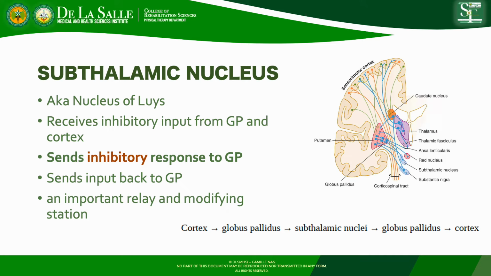Next is the subthalamic nucleus. This is also known as the nucleus of Luys. It receives inhibitory input from the globus pallidus and the cortex. But its function is also to inhibit. Specifically, it sends an inhibitory response to the globus pallidus. So it receives inhibitory input from the globus pallidus, and it also sends inhibitory input to the globus pallidus. It's an important relay and modifying station, specifically for the indirect pathway.